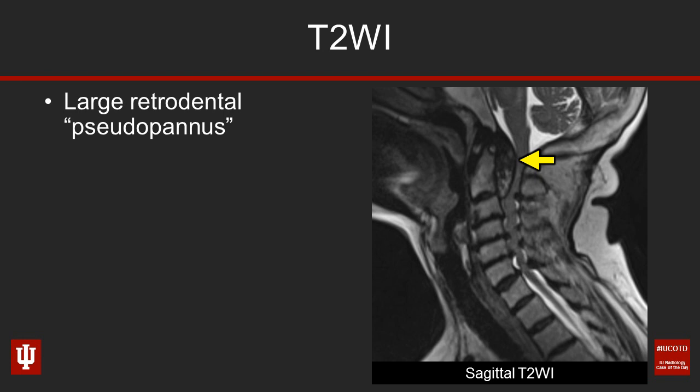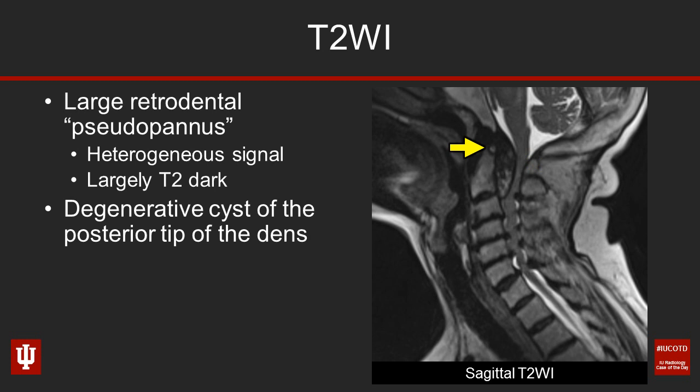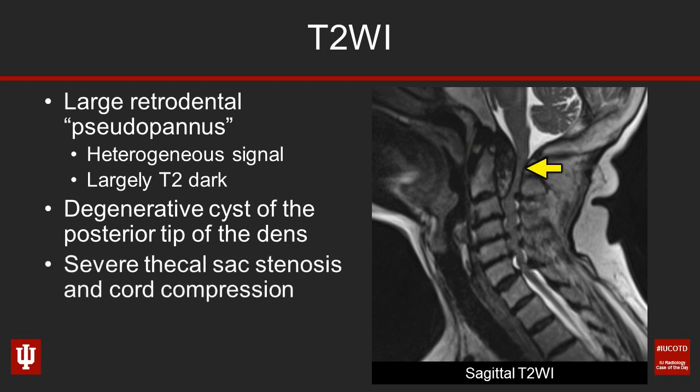And as we look on our T2 weighted image, again we see that large retrodental soft tissue pseudopannus, and it has pretty heterogeneous signal, but for the most part, it's very T2 dark. We can also see that degenerative cyst that's sitting at the tip of the dens posteriorly. Again, that's a clue as to what might be going on here. And obviously on MRI, we see this severe thecal sac stenosis and cord compromise much better than we do on the CT. So, put it all together, what's your most likely diagnosis here?